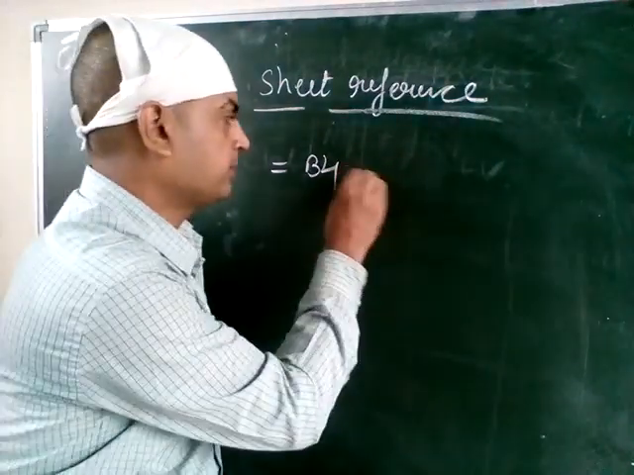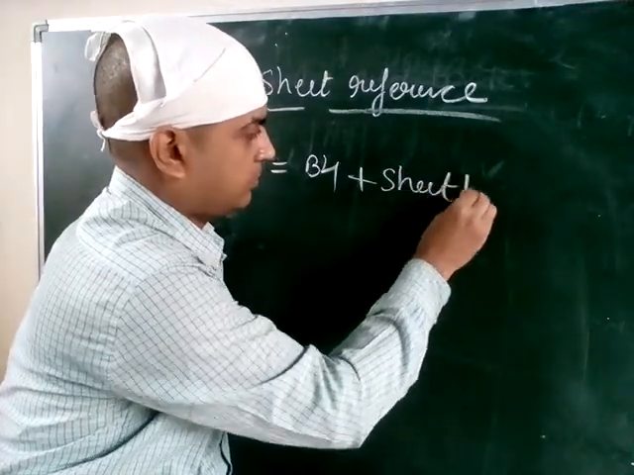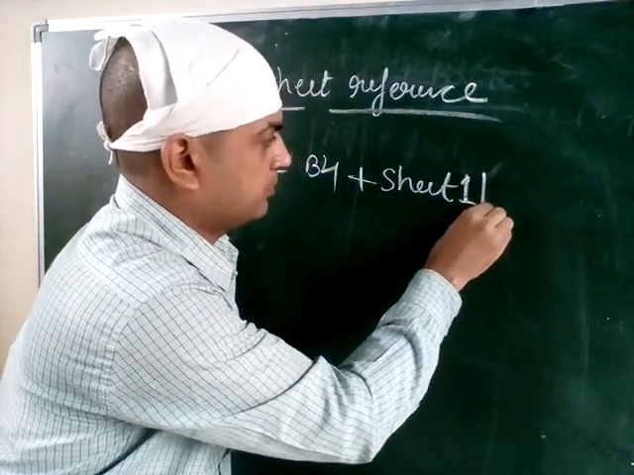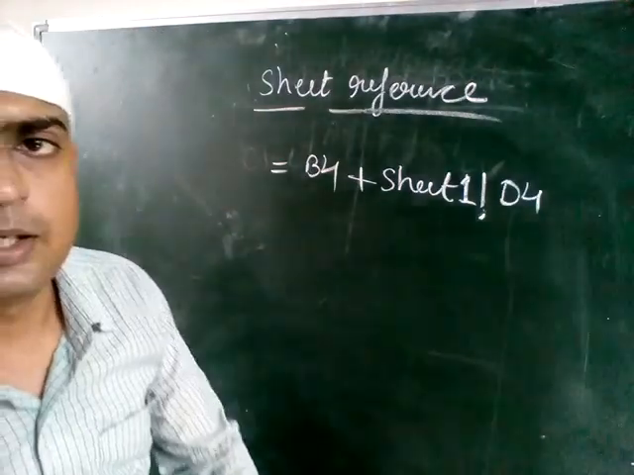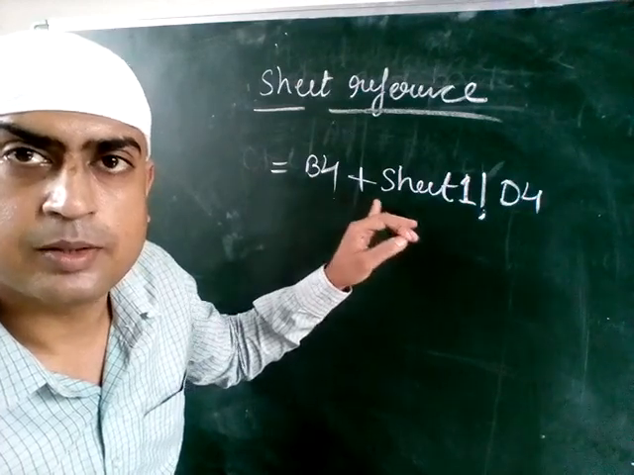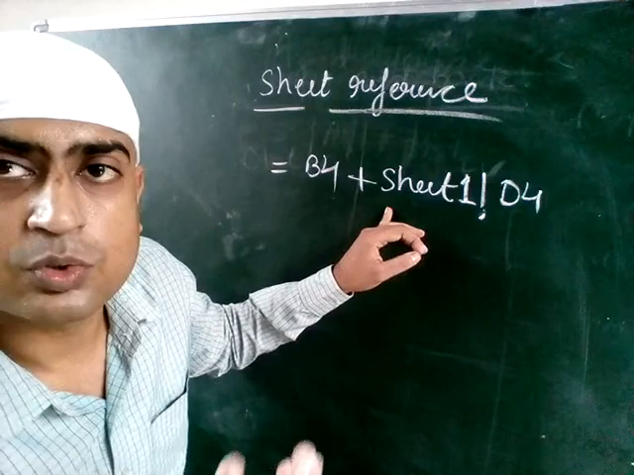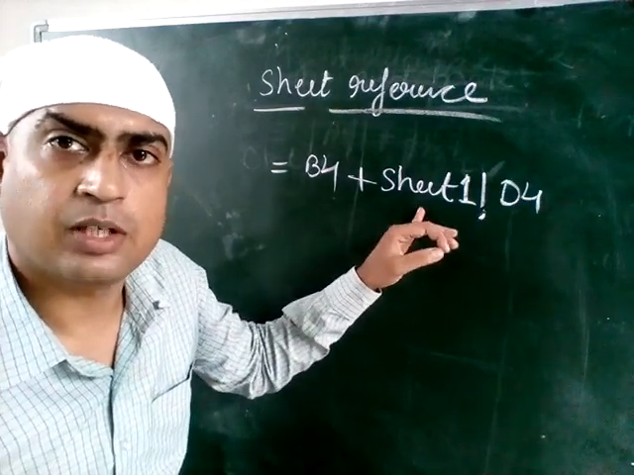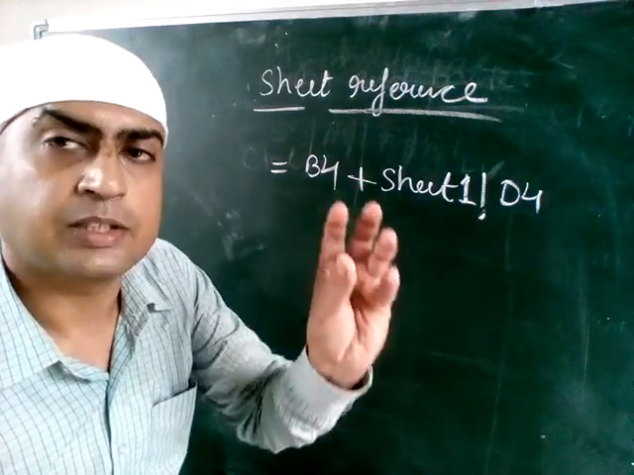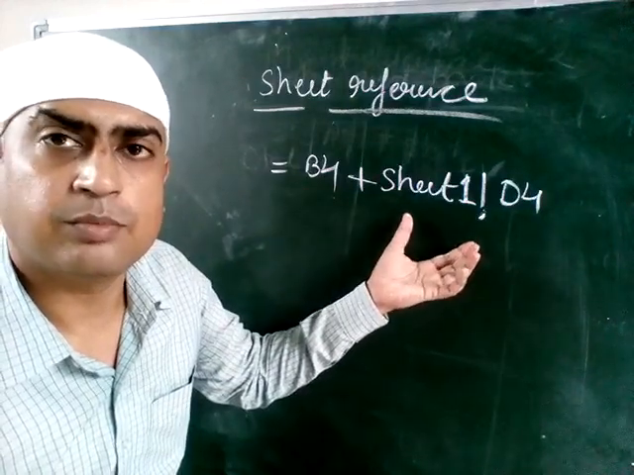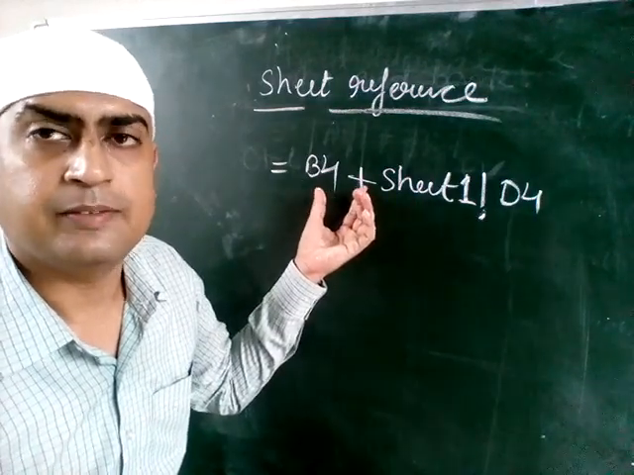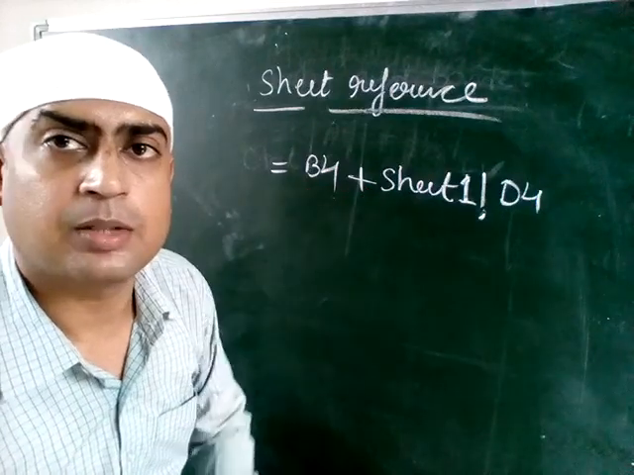Now I am going to write the way by which we will call the value of another sheet. Plus Sheet1 exclamation D4. Here you can see this is my present cell value, then plus. From where do I want to call the value? I want to call the value from Sheet1, and which cell? So exclamation and the name of the cell, D4. This value will come from Sheet1 D4 and will be added to my present sheet value B4. This is the way by which we call the value from another sheet.